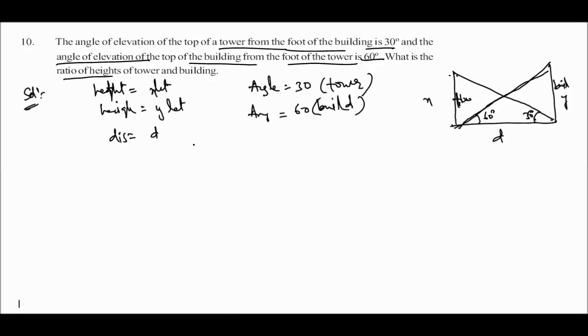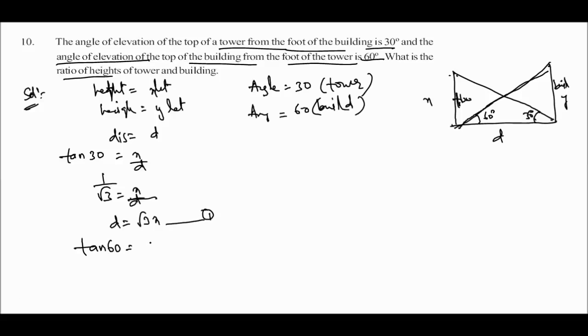So here tan 30 is equal to x by d. Tan 30 is equal to 1 by root 3, is equal to x by d. So d is equal to root 3 x. This is the first one. And tan 60 is equal to y by d. Tan 60 is equal to root 3, is equal to y by d.